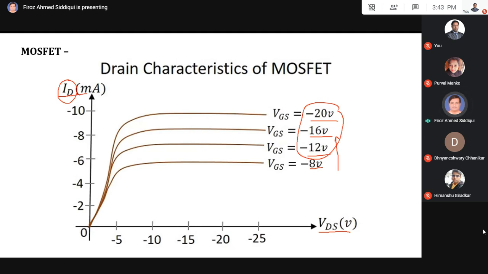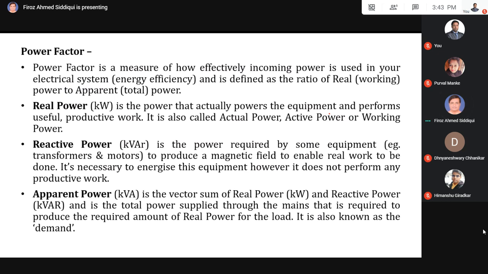So let us move to the next topic, that is the power factor, real power, reactive power and apparent power. What is the power factor?